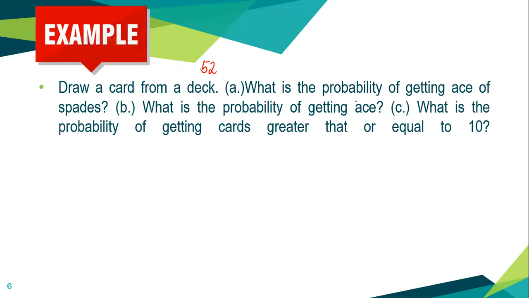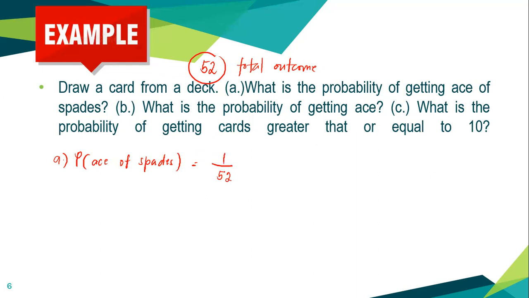Then, ang sabi, what is the probability of getting ace of spade? So let's put here letter A, probability of ace of spades. So kung alam natin na 52 yung total number of cards, so this will be your total outcome. Okay? So that will be your denominator. Tama? How about the numerator? Ilang ace of spades ba ang meron tayo? We only have 1. Okay?